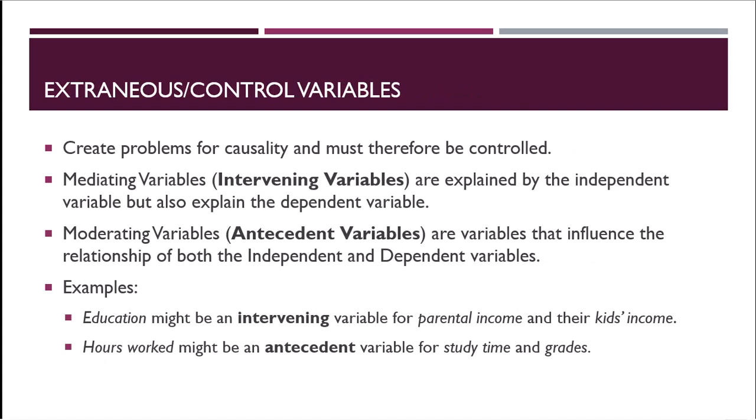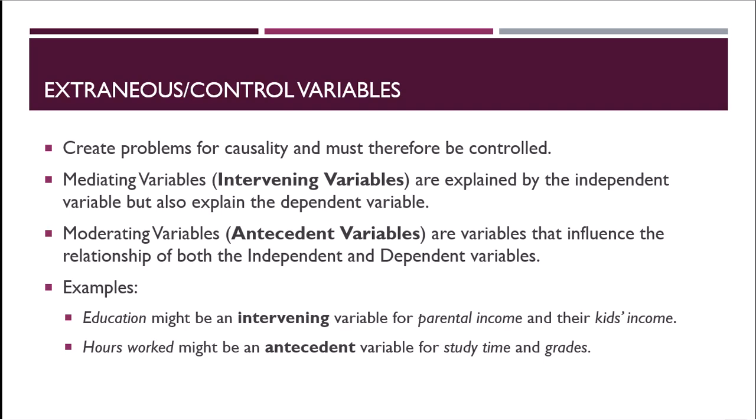These other factors or variables are often called extraneous or control variables. These extraneous variables create problems for causality and must therefore be controlled. The first here is mediating variables or intervening variables. Intervening variables are explained by the independent variable, but also explain the dependent variable. So they come in between, or they intervene in between our independent and dependent variables.